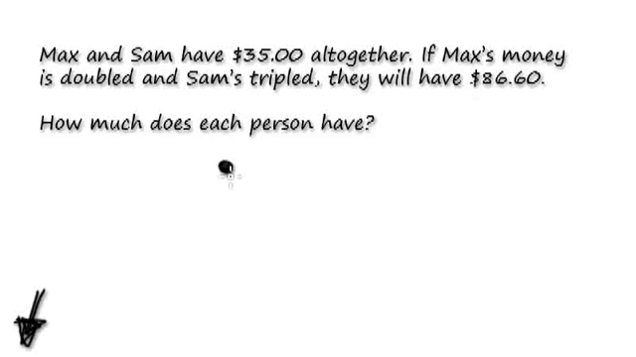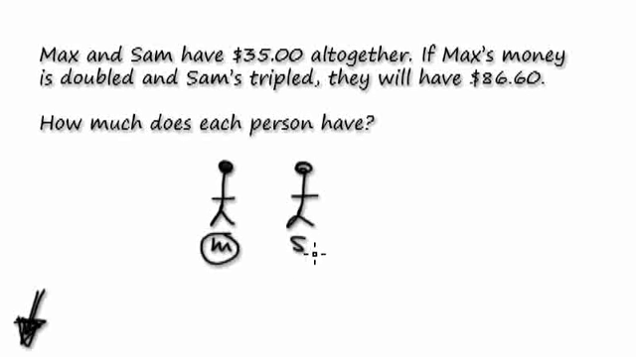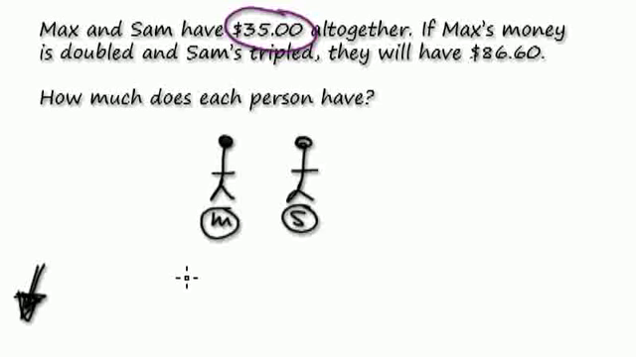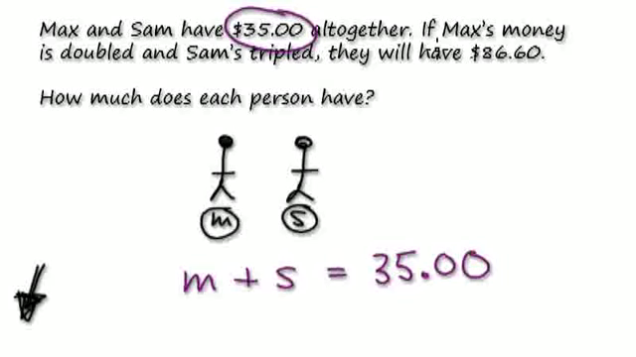If you ever get stuck, maybe you can draw some pictures, just to get an idea of what's going on. So here, this could represent Max, and this could represent Sam. Here you're given that Max and Sam have this much altogether. So the first equation will be M, the amount of money Max has, plus S, the amount of money Sam has. If you add the two together, this will be your first equation.